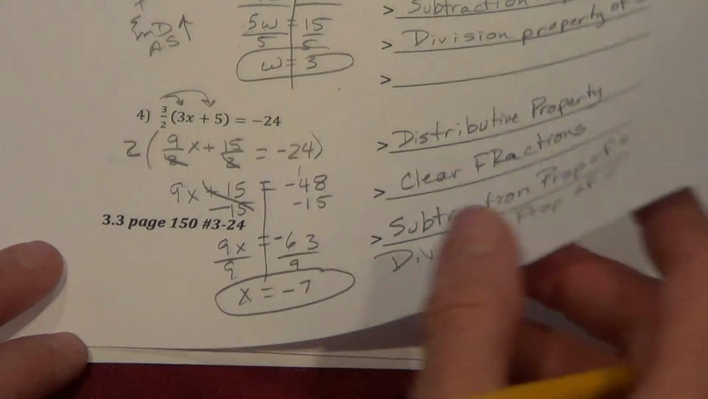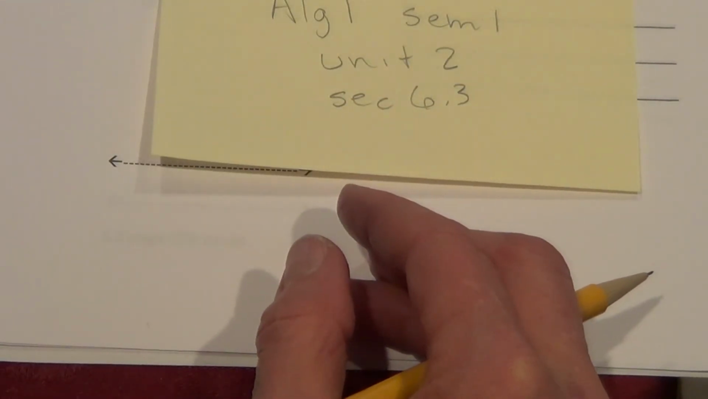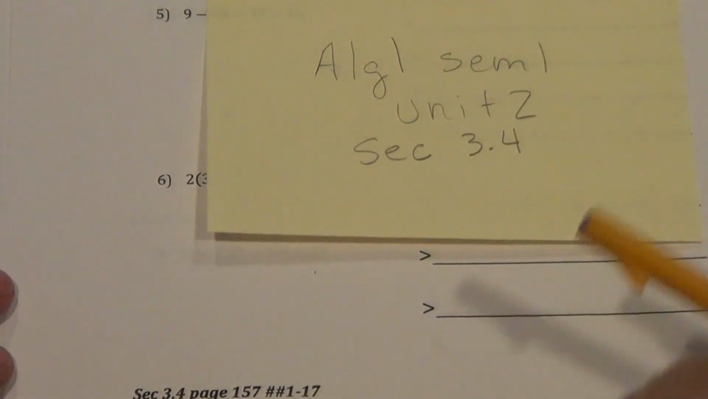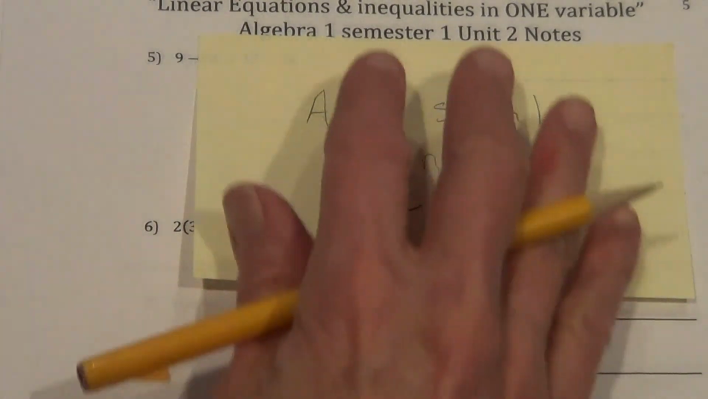Okay, that kind of gets you going. In class, I do want you to make sure and list the properties as you solve these. The book doesn't require that, but I do. So make sure and check with me if you're confused at all. Thank you very much.